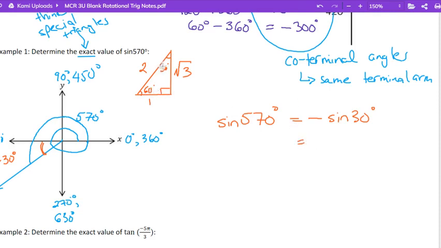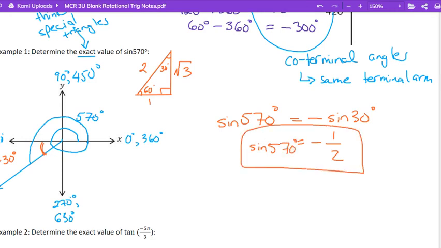Okay, sine 30, opposite over hypotenuse. How wonderful that I don't need to rationalize the denominator, wouldn't you say? Did I find the exact value? Yeah.